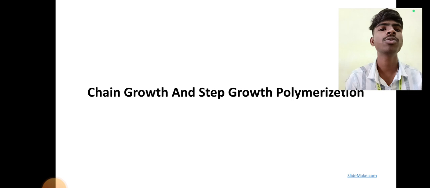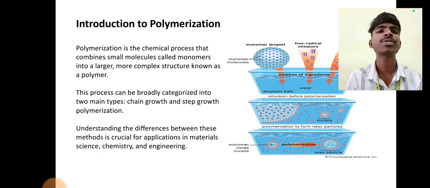Today I am explaining chain growth and step growth polymerization. Introduction of polymerization. Polymerization is the chemical process that combines small molecules called monomers into large, complex molecular structures known as polymers. This process can be broadly categorized into two main types: chain growth and step growth polymerization. Understanding the difference between these methods is crucial for applications in materials science, chemistry, and engineering.